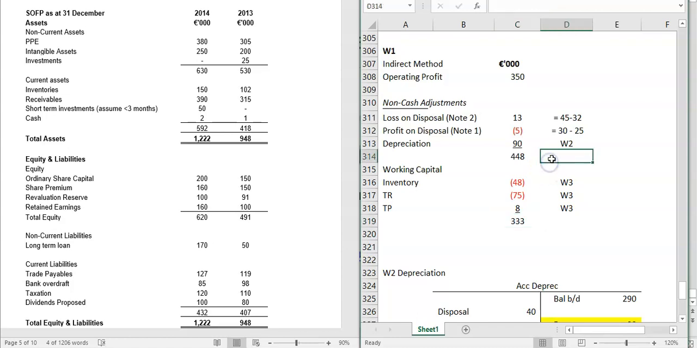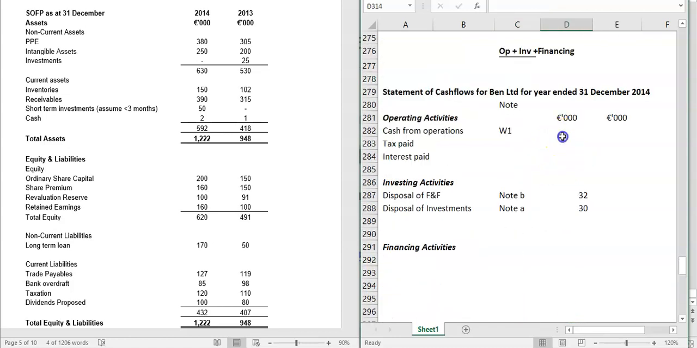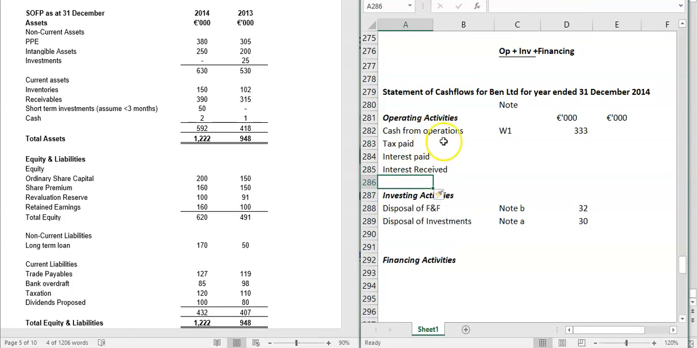So 333, if we slot that in up here, and we're just saying working one. So you don't have to give any more detail, it's working one, and we have 3 other items to put in. We have interest received, interest paid, and tax paid, and we're going to deal with them. The reason I did them separately is they don't differ. These 3 items are going to be the same, regardless whether you do the direct or indirect method. So you can leave them separately and do them separate.